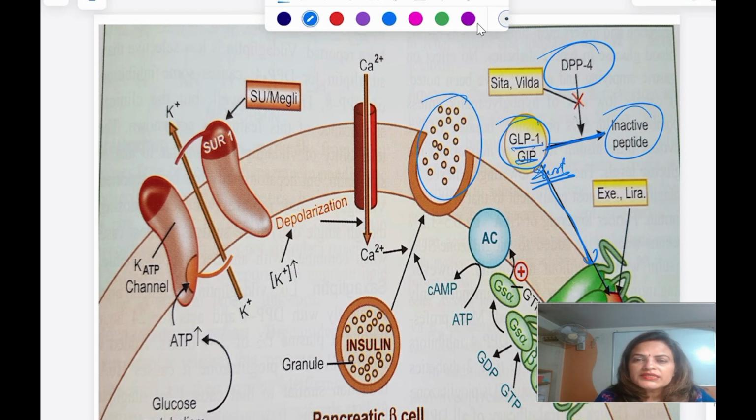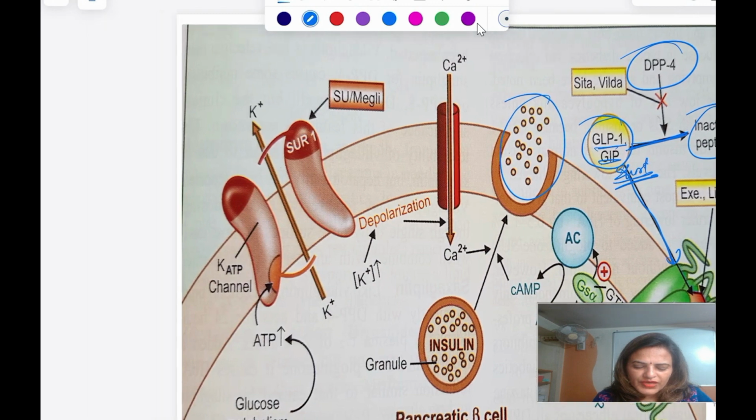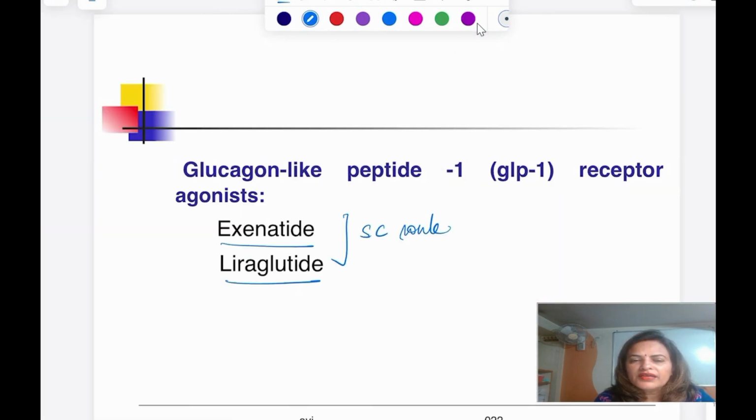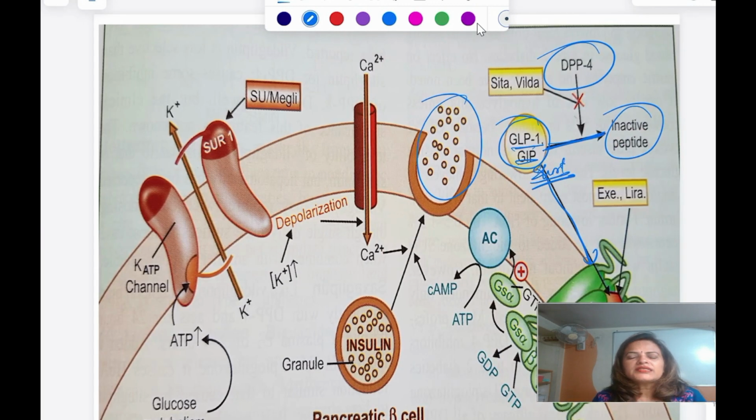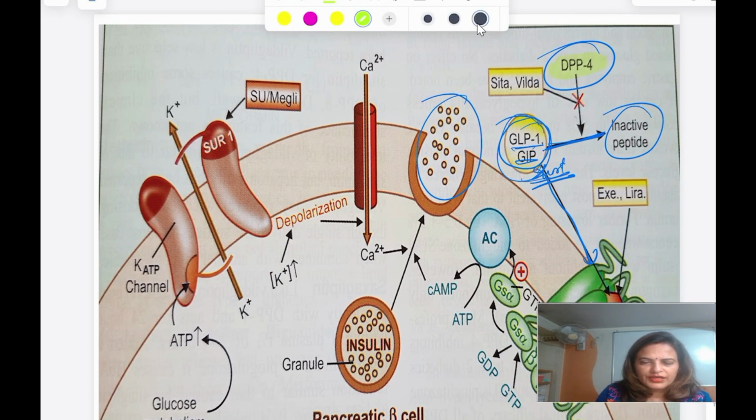So we cannot use this GLP-1 and GIP. So we are using its analog, GLP-1 analog. So what is that analog? We have exenatide and liraglutide. So how are exenatide and liraglutide going to act? They are the analog. So they are not degraded, just like GLP and GIP, which are degraded very fast by this enzyme. So they are not degraded and they are going to exert the action in the same way.